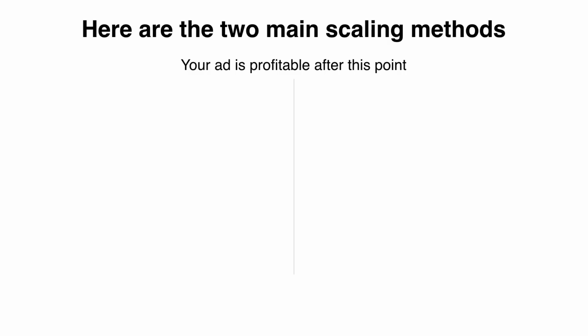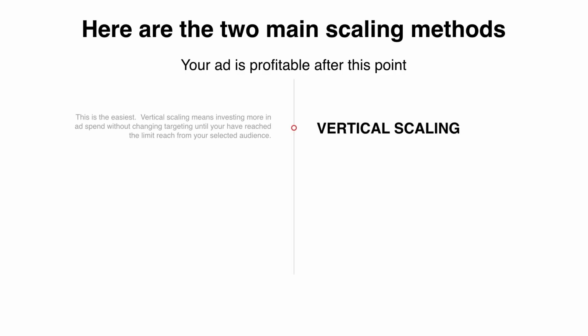All you have to do is put more money in, right? That's what you would be assuming. It's actually slightly more complicated than that, but not that complicated. So there are two main ways of scaling, and everything else really either falls into the first one or the second one. So let's get started with the easiest one, and the one that's the most obvious to a lot of people, and that is vertical scaling.